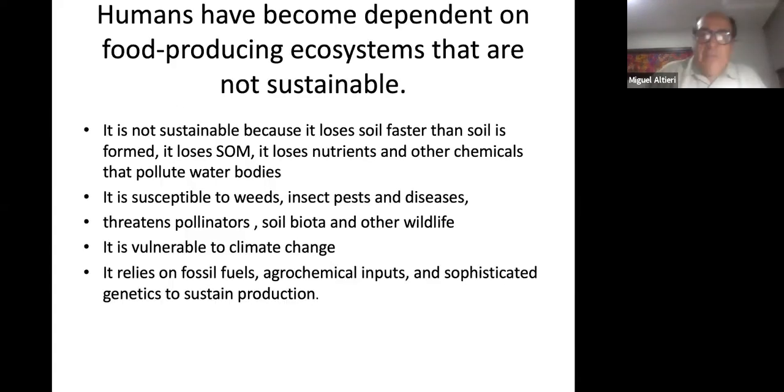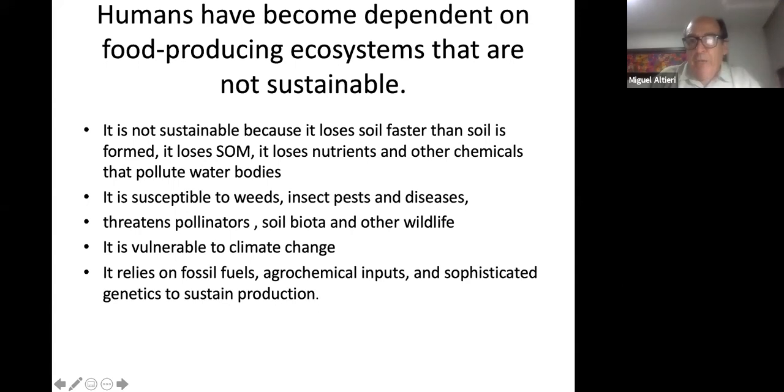So in summary, we have become dependent on food producing ecosystems that are not sustainable. They are not sustainable because we lose soil faster than soil is formed. We lose organic matter continuously. We lose nutrients. We also leach chemicals into the environment, into the water bodies. We're creating dead zones in the oceans and so on.